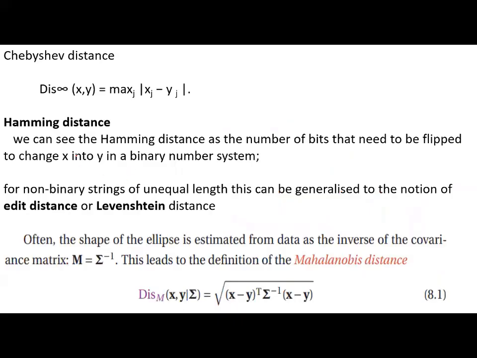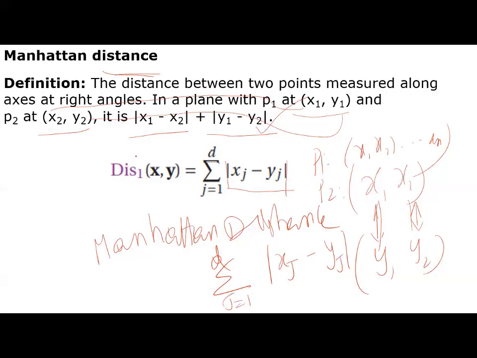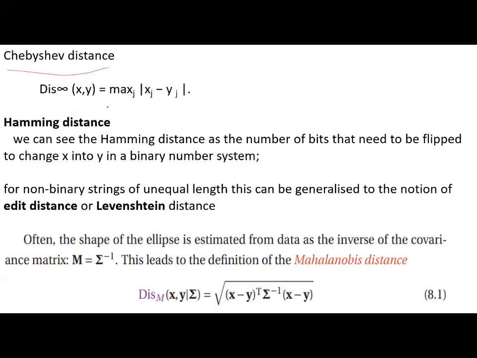Next is Chebyshev distance. What do you mean by Chebyshev distance? In Manhattan distance, we take the sum of all the dimensional differences. In Chebyshev, we take only the maximum of those differences. That is called Chebyshev distance.